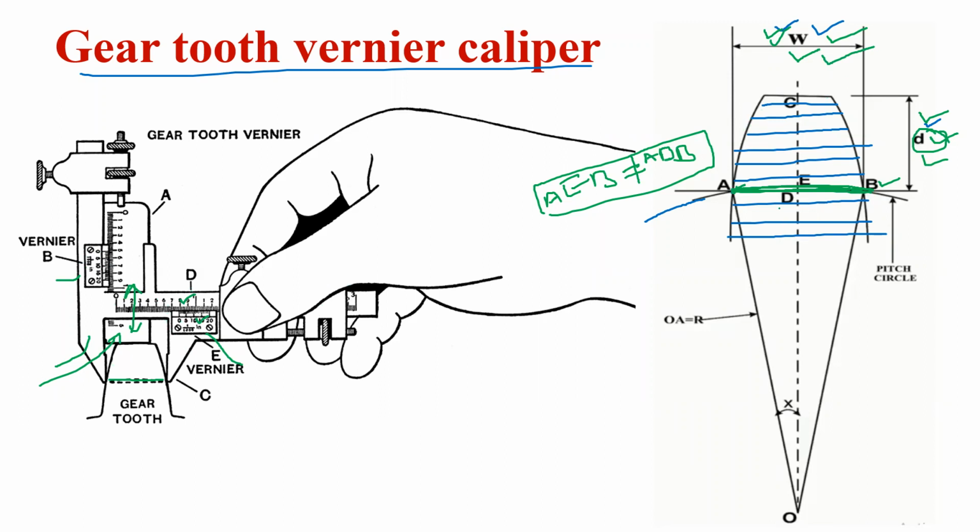Similarly, there is one limitation. When we set the D value exactly on the vernier, the jaws of the vernier caliper must be set exactly at points A and B. Suppose by any chance this movable jaw is not set exactly at the point, what happens? In this exaggerated figure, it will touch at a certain point, and then an error in the measurement of the chordal tooth thickness takes place.